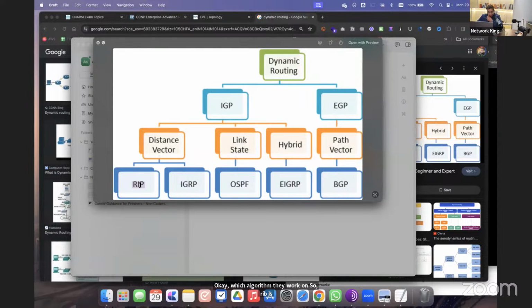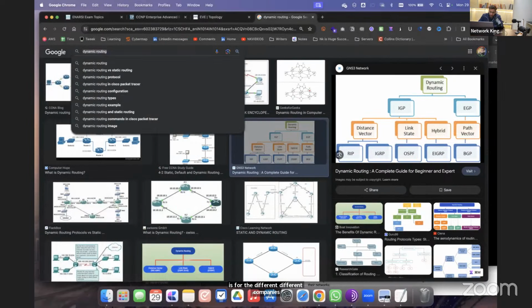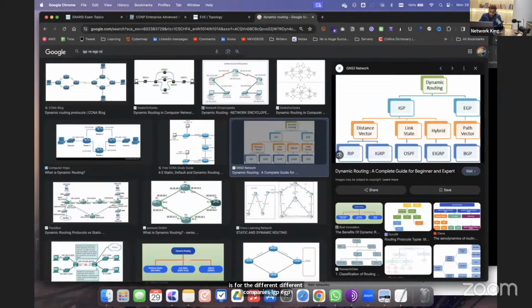Okay. And IGRP, which is obsolete, IGRP is now EIGRP. IGRP stands for Interior Gateway Routing Protocol, and this is Enhanced Interior Gateway Routing Protocol. Okay, BGP is Border Gateway Protocol. This is for the different companies. Okay, IGP, EGP. So what is IGP versus EGP protocol?